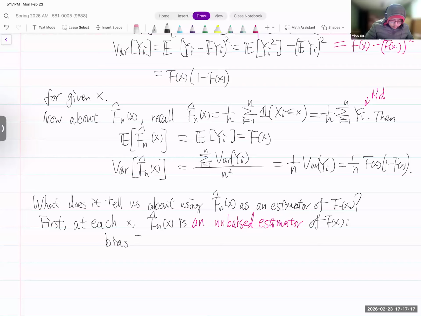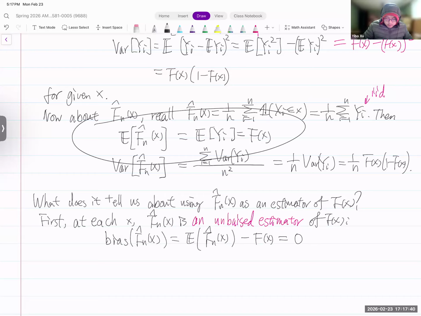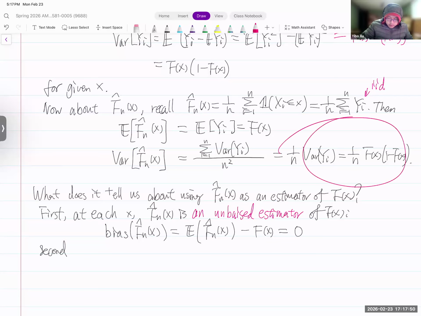because the bias is defined as the expectation minus the true value of my statistic. Okay, but if you refer to this line, it's zero. Okay, unbiased. Second, now if you look at the variance here, it's getting less and less. Okay, so just by looking at the formula right there.